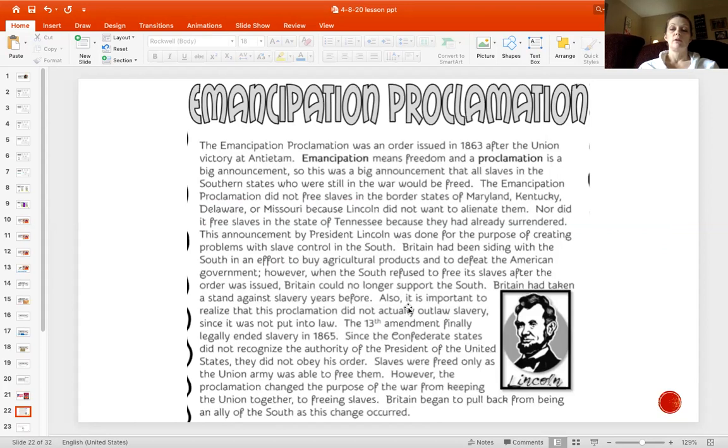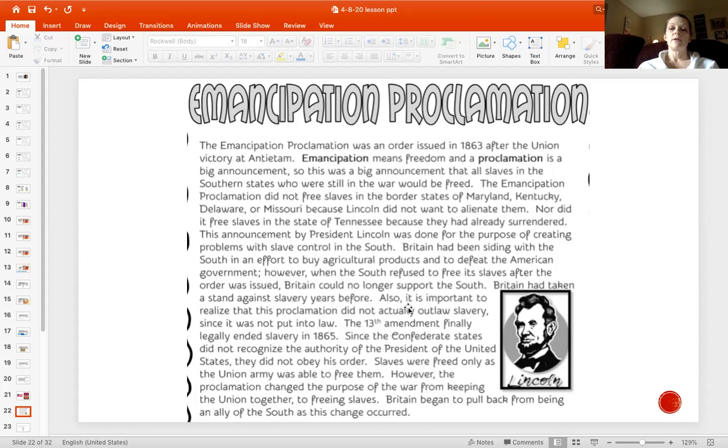The Emancipation Proclamation did not free slaves in the border states of Maryland, Kentucky, Delaware, or Missouri because Lincoln did not want to alienate them. He didn't want to make them mad and have them pull away from the North and go join the South. So, like I said, he had to be very careful how he dealt with them. Nor did it free the slaves in the state of Tennessee because they had already surrendered. See, Tennessee had been a part of the southern states that seceded, but it surrendered and it went back to the North, to the Union.